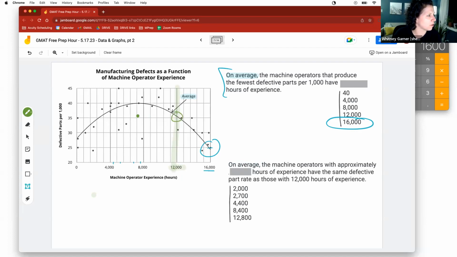So the defective part rate, I'm going to carry this over until I get here. So it's going to be like here. So I'm going to come down. Well, the halfway point would be right here. The halfway between 0 and 4,000 is 2,000. And this is a number that's definitely bigger than 2,000, but smaller than 4,000. And so it's got to be B.